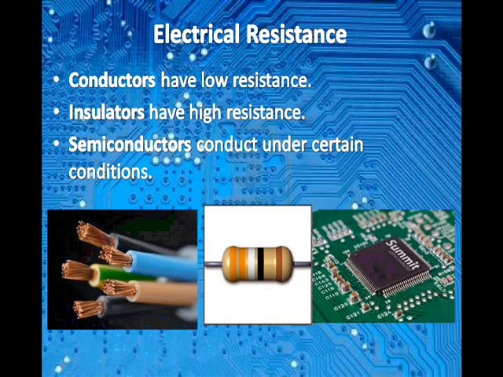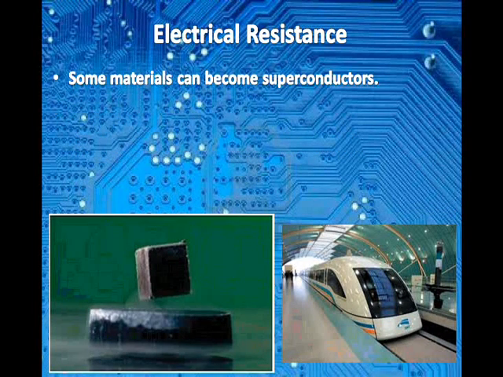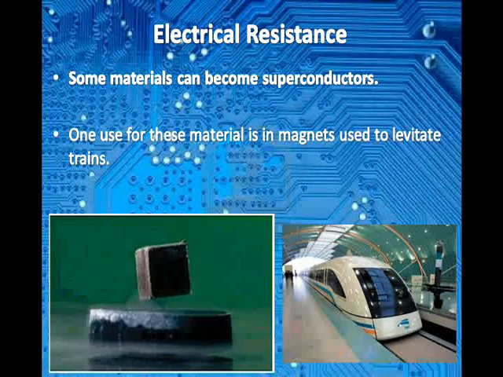Now, some materials can actually become superconductors. That means that they conduct very, very well, better than a regular conductor. Now, one use for this material is actually a new type of train that they are coming up with. I don't believe it's in use yet, but they're actually using electric charges and magnetism to levitate this train.